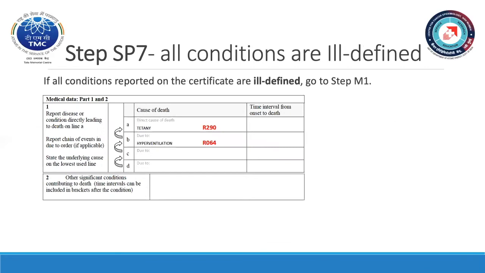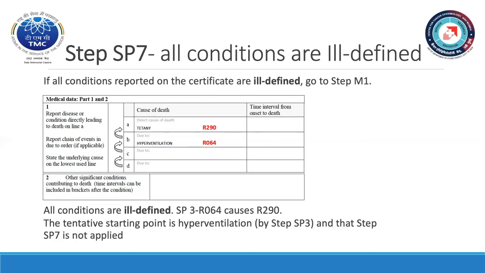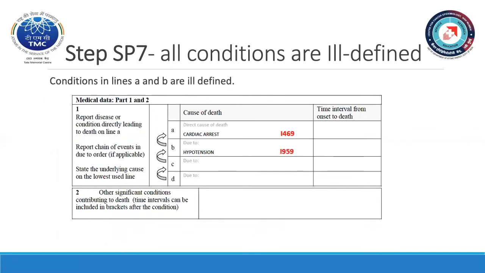If all conditions reported on the certificate are ill-defined, go to step M1. In this case, all conditions are ill-defined. SP3 R064 causes R290. The tentative starting point is hyperventilation by step SP3, and step SP7 is not applied. In this case, conditions in lines A and B are ill-defined. Next, go to step M1.